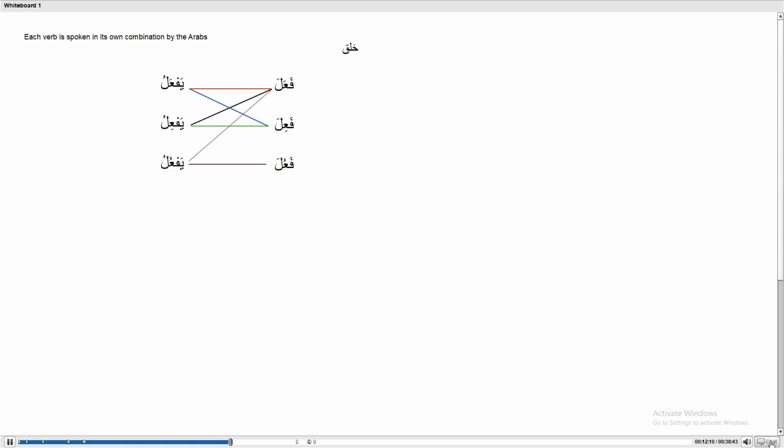So those are the only chapters used in the Arabic speech. واضح؟ Clear?